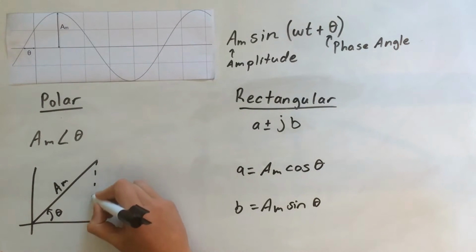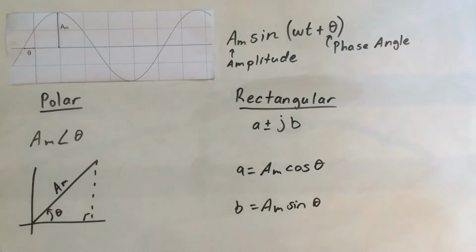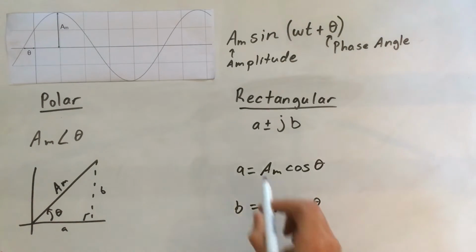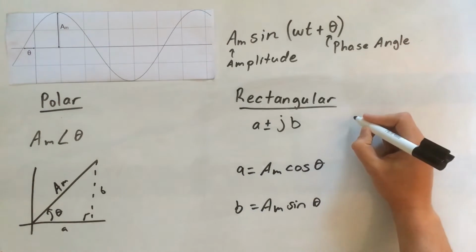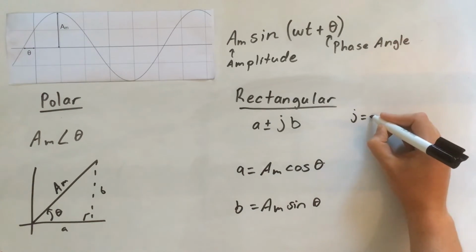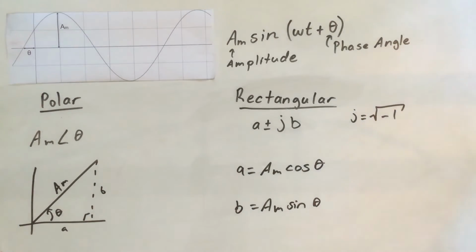Now if we break this vector up into its components using a right triangle, and we have A and B here, we can see that A equals AM times cos of theta, and that B equals AM times sine of theta. In rectangular form, we have J here. Now J is the complex number, the square root of -1.